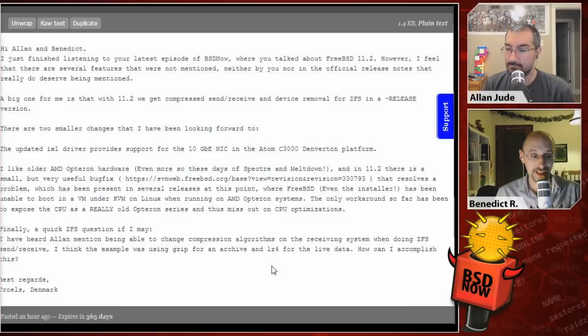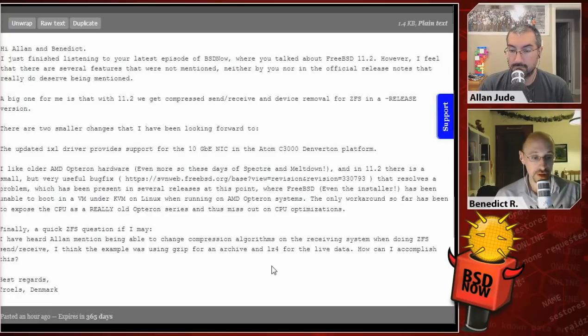Oh, yeah. So he writes, I like older AMD Opteron hardware, even more so these days of Spectre and Meltdown. And in 11.2, there's a small but very useful bug fix, he links to that one, that resolves a problem which has been present in several releases at this point, where FreeBSD, even the installer, has been unable to boot in a virtual machine under KVM on Linux when running on an AMD Opteron system. The only workaround so far has been to expose the CPU as a really old Opteron series and thus miss out on CPU optimizations. Yeah, this is less than optimal.